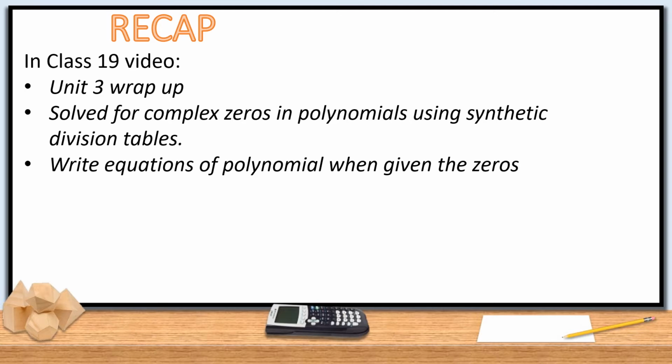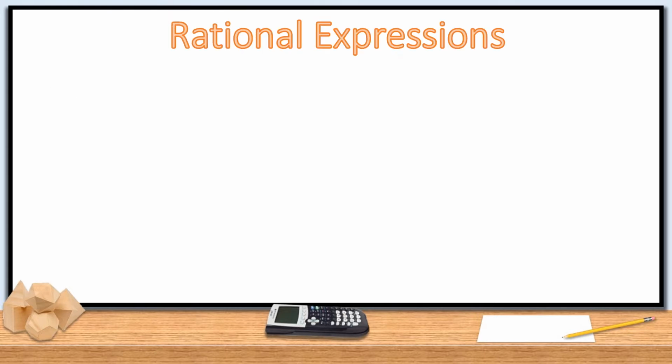All right, so in our last video, we wrapped up Unit 3. We solved for complex zeros and polynomials using the synthetic division tables from the rational root theorem. And then we also wrote equations of polynomials when given the zeros. So we knew what the zeros were, and we were asked to write the polynomial, and that also included complex zeros. So radicals and imaginary numbers getting a special treatment.